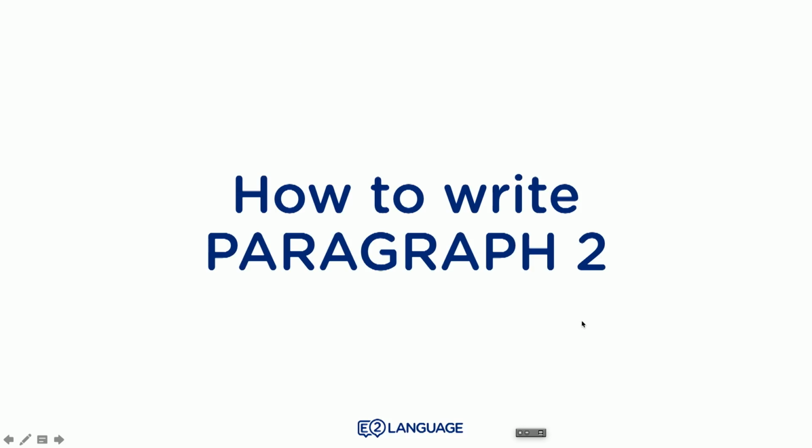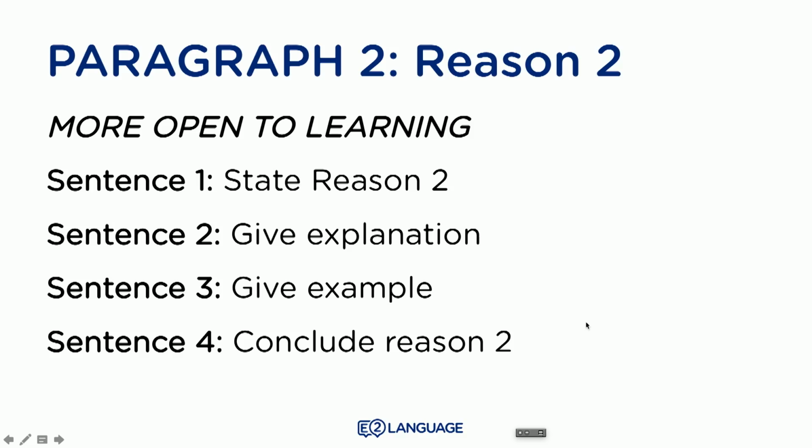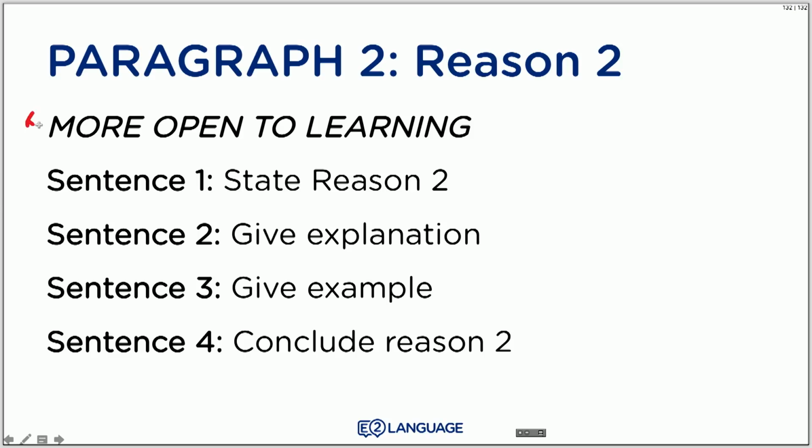Very well structured. We do the same thing for paragraph 2. Let's go through it one more time. This time I'm going to write a distinctly different point, which is that students are more open to learning. So in my first paragraph I talked about how a good personable teacher leads to better educational performance. Now I'm going to talk about how students are more open to learning as a result of having a personable teacher. Again, sentence 1, I'll state my reason. Then I'll expand upon it and give an explanation. I'll give some evidence, like an example, and then I'll conclude.